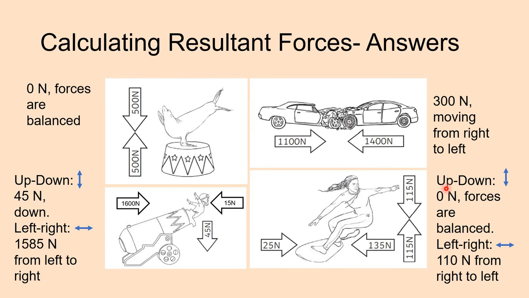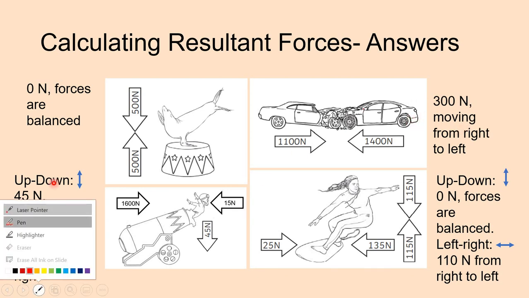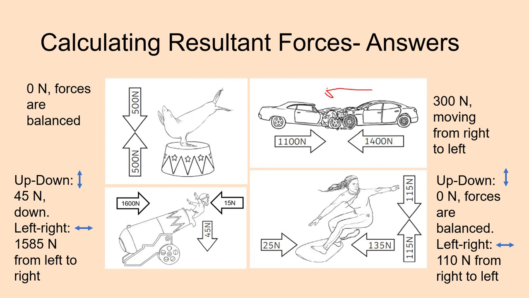Here are the answers to those questions. For the sea lion example, the answer was 0 newtons, the forces are balanced. For the cars, it was 300 newtons moving from the right to the left. So the overall arrow would be like so. For the surfer, the up and down forces are balanced, whilst for the left and right forces, there is 110 newtons, again going from right to left. That'd be 110 newtons.